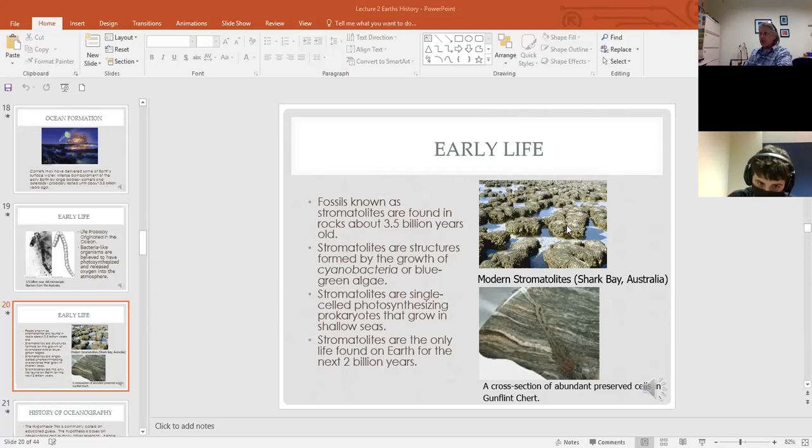They were the major life form on Earth for 2 billion years. They are cyanobacteria. We used to call them blue-green algae. They're still around today. Here are modern stromatolites at Shark Bay. And in old fossils, you can see that they're layered, and these layers show oxidation. Oxidation is only possible with oxygen.